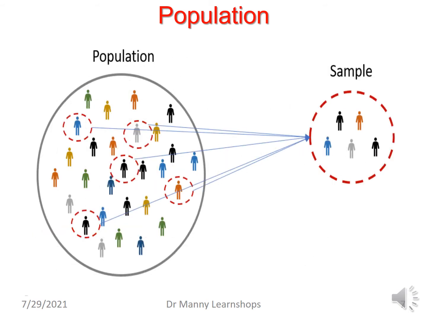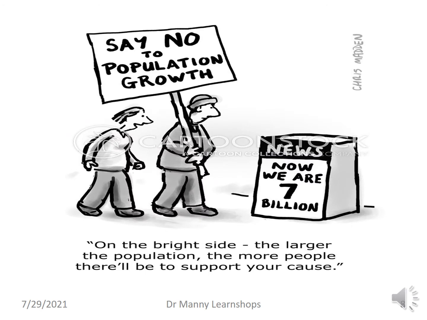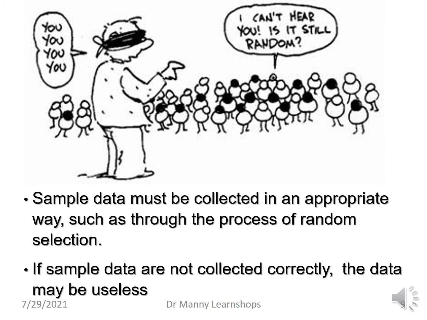A sample is just part of a population. A population is what a sample is extracted from. The worldwide population is now over 7 billion. Sample data has to be collected in an appropriate way, however, such as through the process of random sampling or random selection. If sample data are not collected correctly, the data may be false, and in that sense, it may be useless.